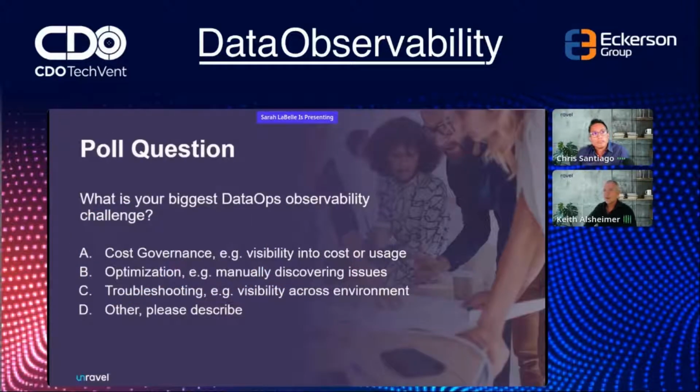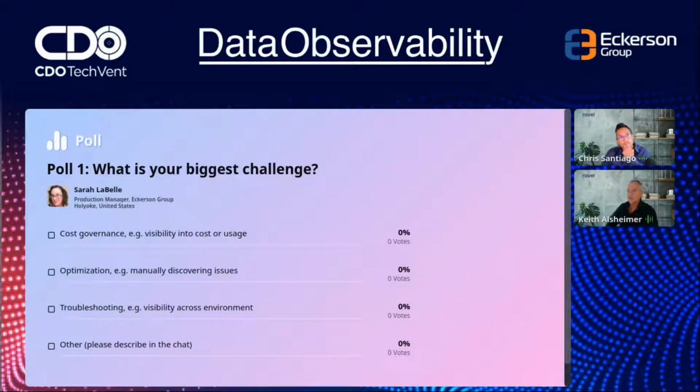And with that, we want to ask the audience a question. What is your biggest data ops observability challenge? Is it cost governance? Is it optimization of your pipelines and applications? Or is it troubleshooting, having visibility across your environment, or something else?